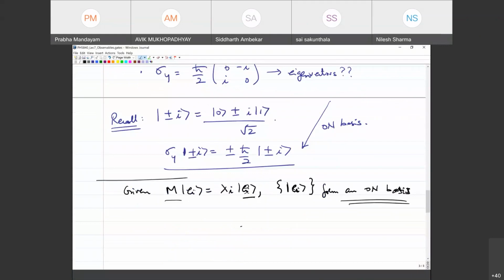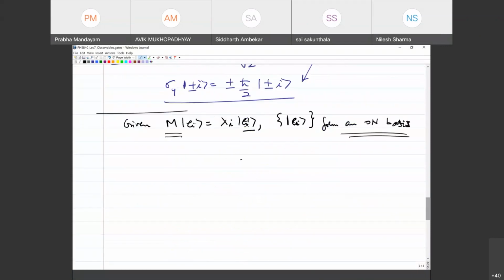And as we were discussing towards the end of last class, the fact that I associate an eigenvalue with an eigenvector means that in the state e_i, the operator M, the observable M, has a definite value, right? And what do I mean by this? What is that definite value?